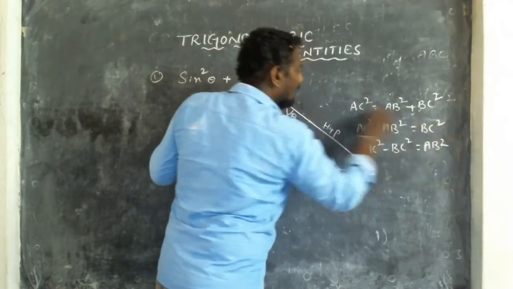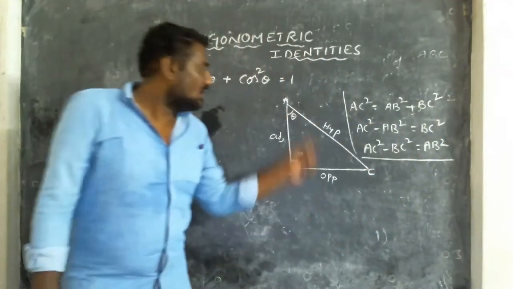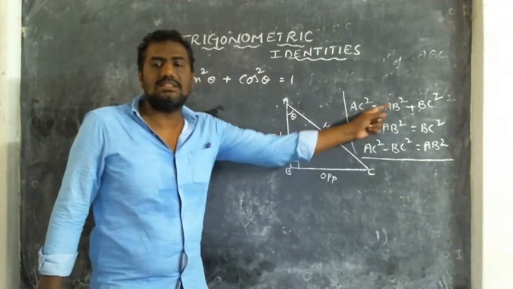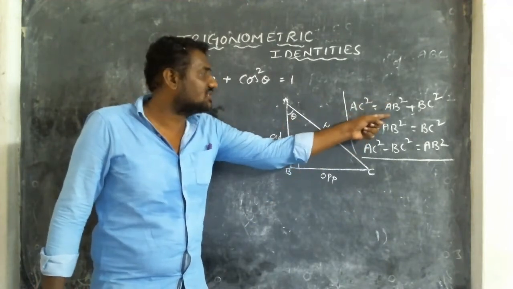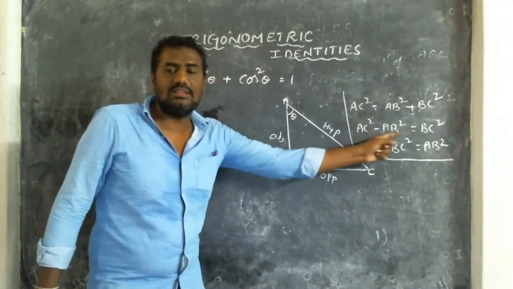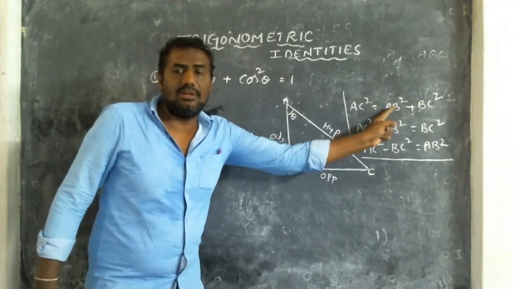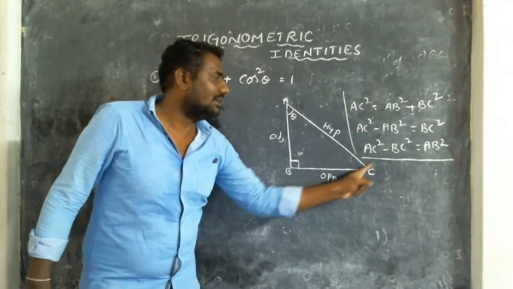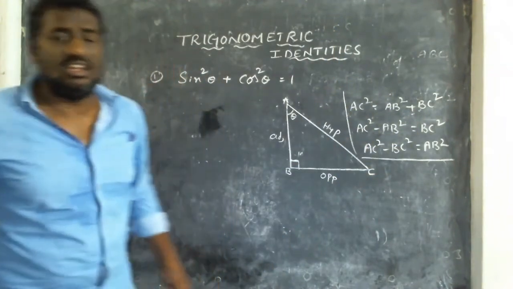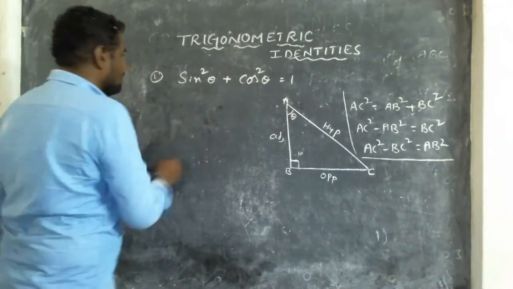That means in total I have three relations. The first relation is the hypotenuse square: AC square equals AB square plus BC square. From this relation, first I send AB square to the left side and get AC square minus AB square equal to BC square. For the second relation, I send BC square and get AC square minus BC square equal to AB square. With the help of these three relations, we'll go for the proofs. First proof.